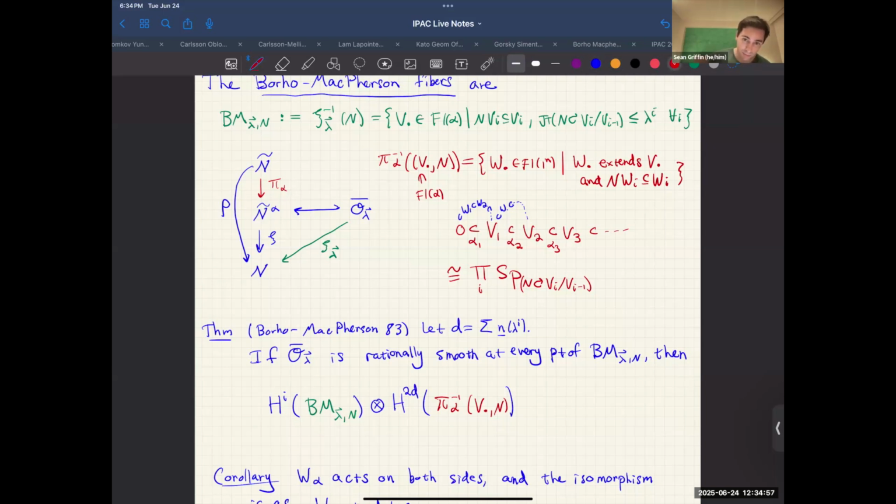So this is for a fixed pair, in the orbit, not the orbit closure. And that tensor product of cohomology groups is isomorphic to cohomology, but shifted in degree, of the fiber of the full map.